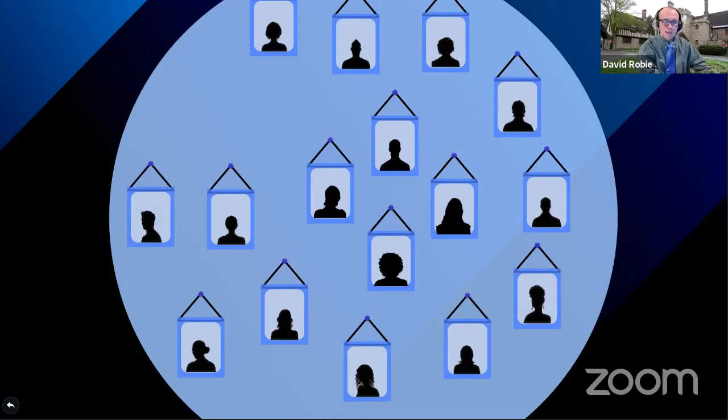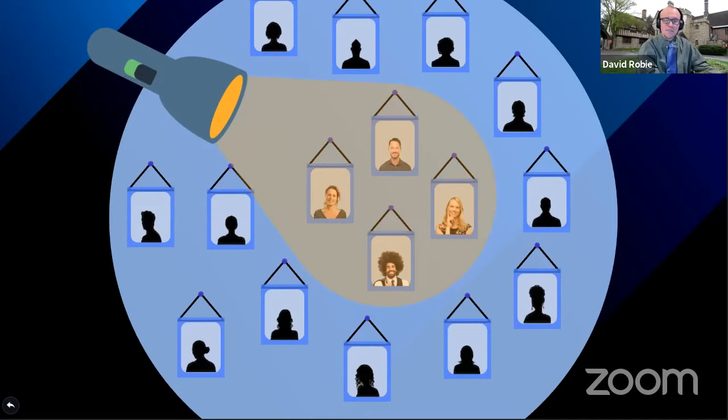What if I told you we had a flashlight and we're able to shine a light on these pictures on the wall? Would you be able to see the pictures more clearly now? Just like a flashlight adds definition to a darkened picture, we developed a tool which brings a personality to light in faceless data. Let's take a closer look at this tool.